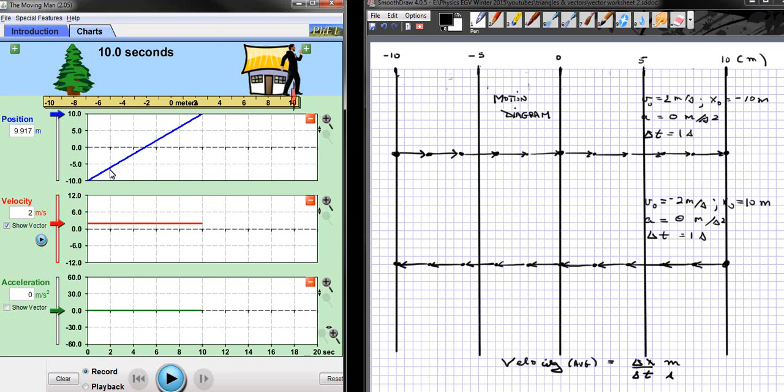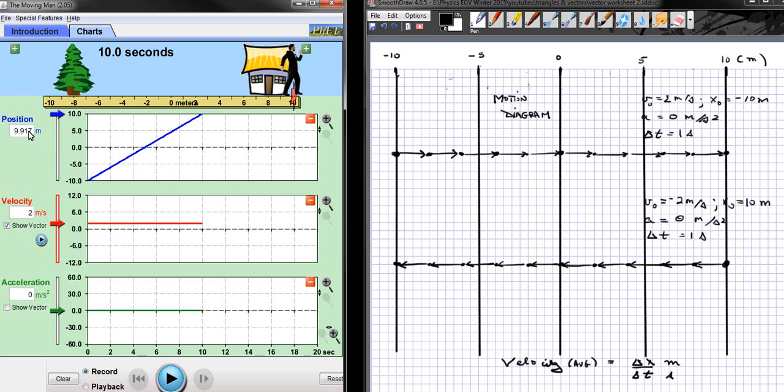And so the important insight here is that for constant velocity, the position is a straight line with a slope, and the slope of this line is the velocity. It has a positive slope corresponding to this positive velocity, and for every 1 second over, this goes up 2 meters, which corresponds to a 2 meters per second velocity.